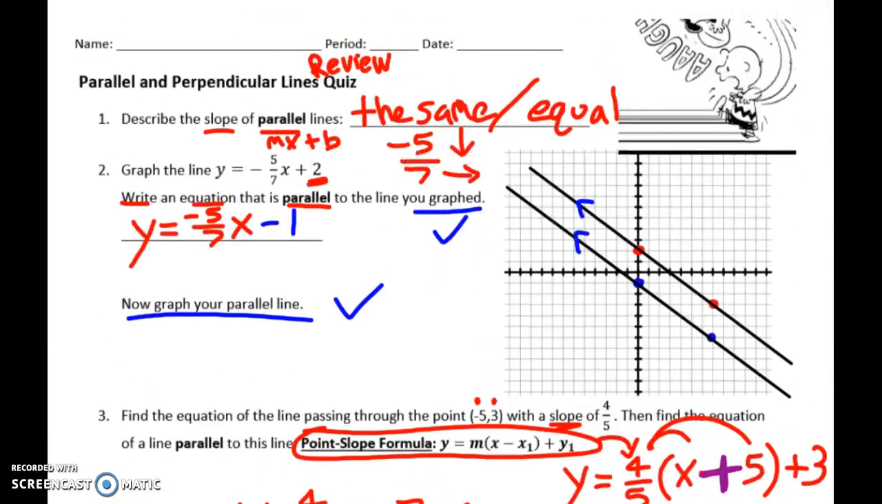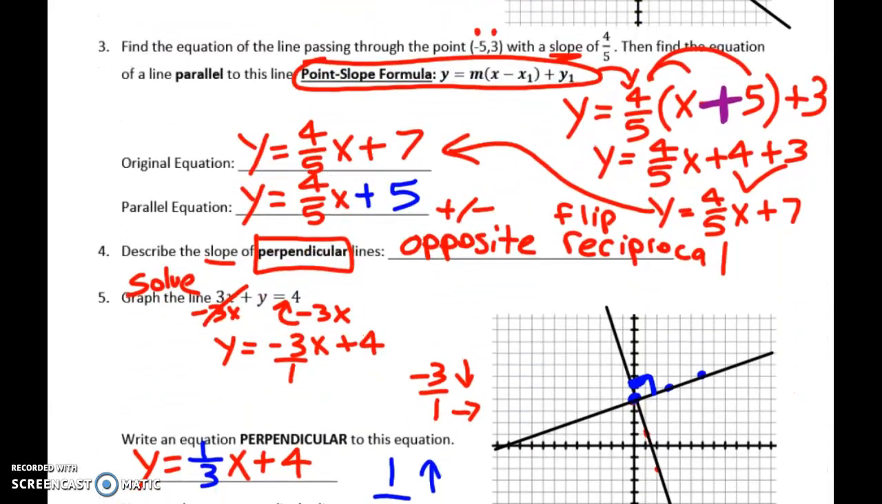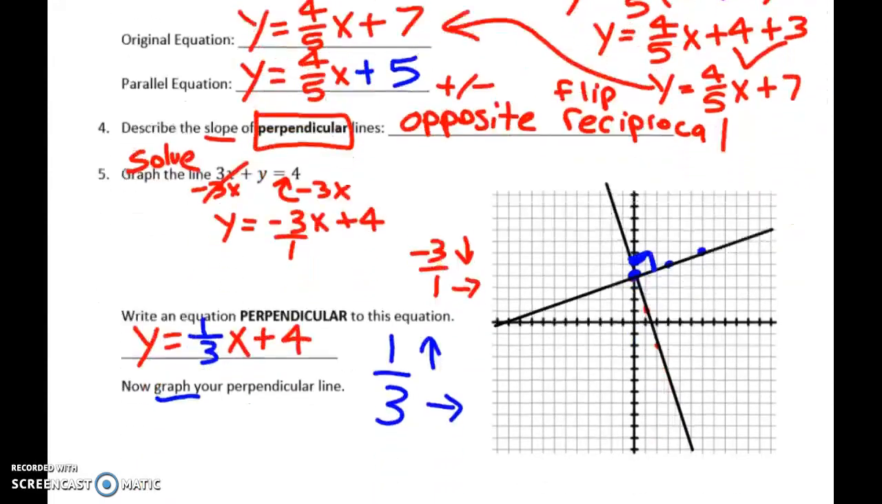Do you know what parallel means? Same slope. Can you write a parallel equation with the same slope and a different y-intercept? Can you graph them? Remember, you graph the b first, and then you rise over run. Be careful for negative slopes. They go down to the right. Can you use point slope formula like we did on Friday and Thursday? Remember, the formula will be on there. You just got to plug it in, distribute, and combine like terms.